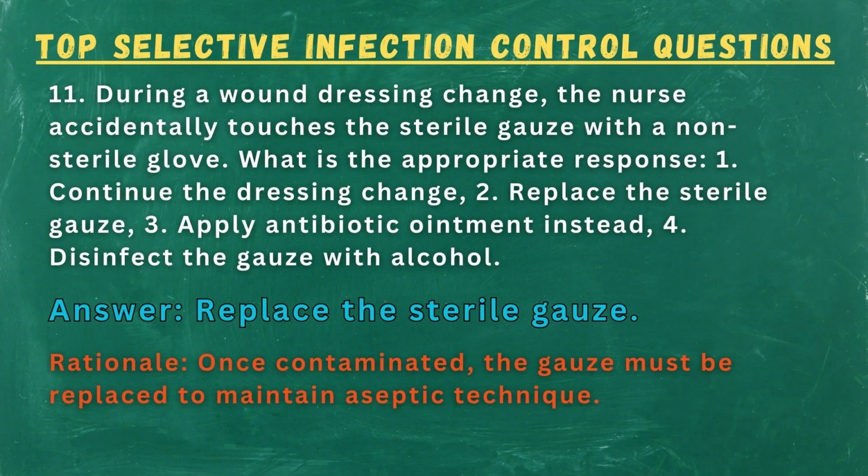11. During a wound dressing change, the nurse accidentally touches the sterile gauze with a non-sterile glove. What is the appropriate response? 1. Continue the dressing change. 2. Replace the sterile gauze. 3. Apply antibiotic ointment instead. 4. Disinfect the gauze with alcohol. Answer: replace the sterile gauze. Rationale: once contaminated, the gauze must be replaced to maintain aseptic technique.